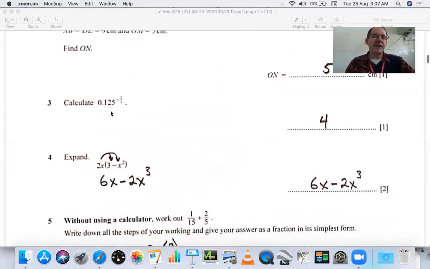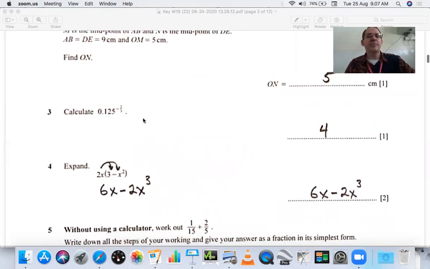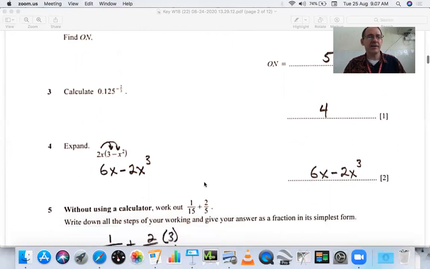Moving on, we have calculate 0.125 to the negative, I think that's a negative 2/3 power. It's a little kind of blurry there. And you get 4. This is just a calculator exercise, so make sure that you're plugging it into your calculator correctly, and you should end up with 4. If you don't end up with 4, then you should ask a friend or someone to help you learn how to type that into your calculator.